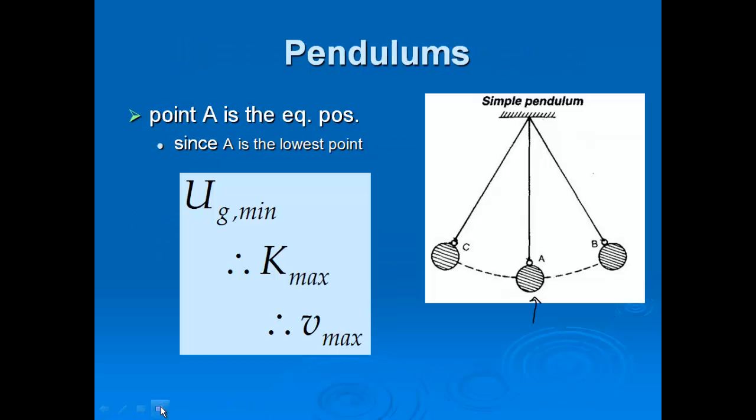If we look at this diagram, at point A, the pendulum is at its lowest point, so therefore it has the lowest potential energy. And because it is a system, that must mean that its kinetic energy is at its maximum, which would make its speed also at a maximum.